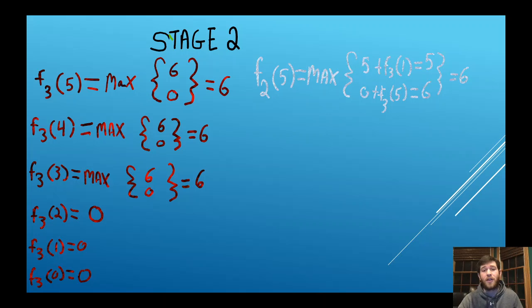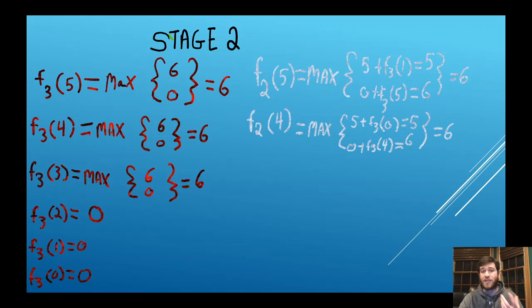We do the same thing for all the others. So F2 of 4 would be the max. We take it: 5 plus F3 of 0, which is 5. Or we don't take it: 0 plus F3 of 4 is 6. And again, we get 6. Now, at F2 of 3, we know that we can't afford it. We can't take it because it weighs too much. It weighs 4 pounds. We only have 3. So we're not going to take it. So there's no choice. It's 0 plus the best bet at F3 of 3, which fortunately item 3 does weigh enough to fit in our bag, or light enough, and that'll be 6.